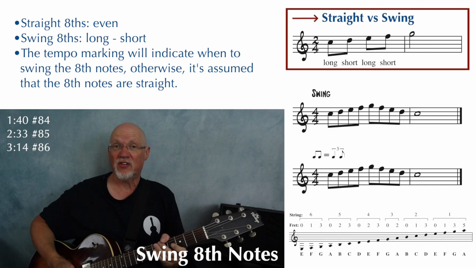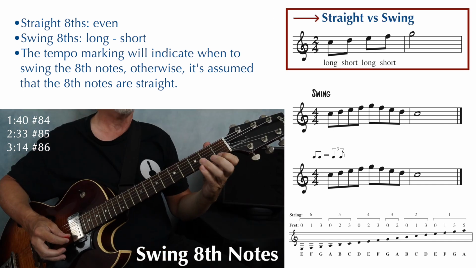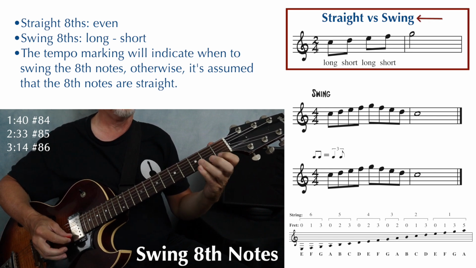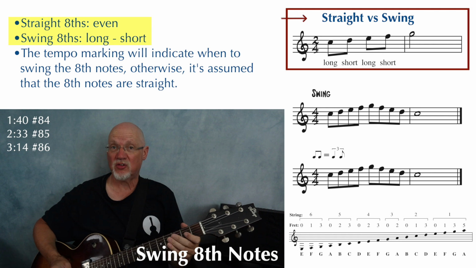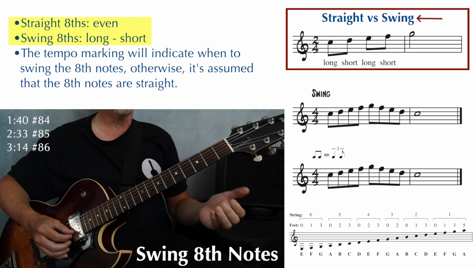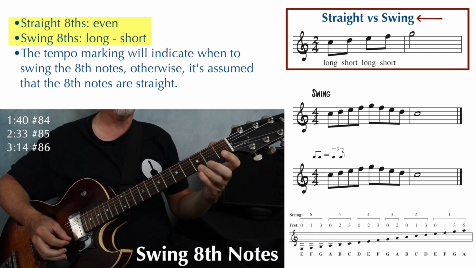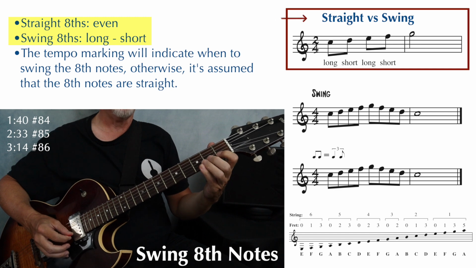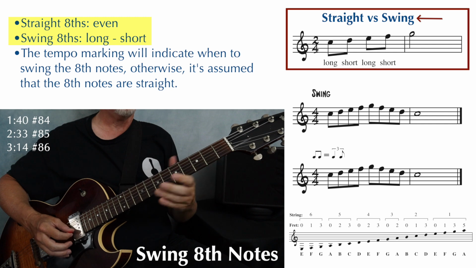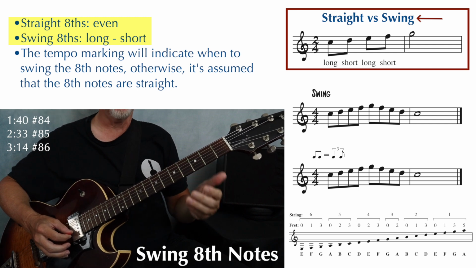So these are straight eighth notes, and these are swing eighth notes. When you play straight eighth notes, you divide the beat equally. 1 and 2 and 1. And when you play swing eighth notes, it's a little bit lopsided. 1 and 2 and 1. Straight, swing, and you can think to yourself, long, short, long, short, long.